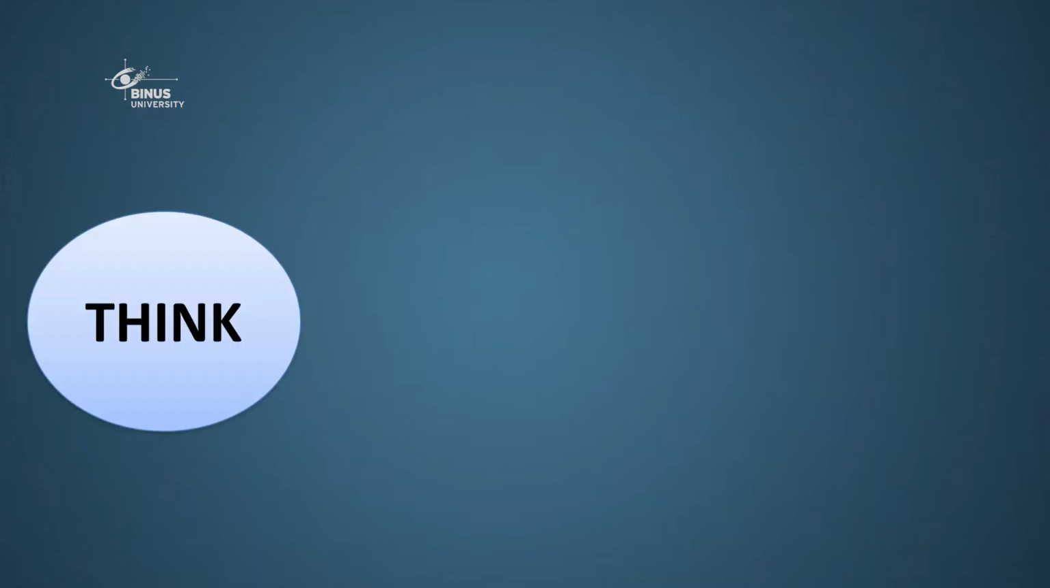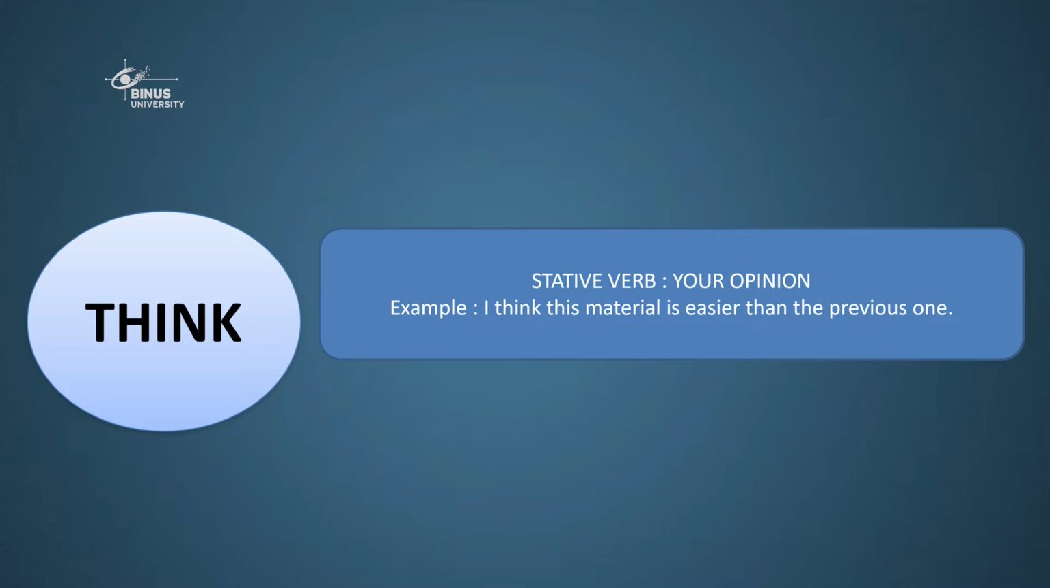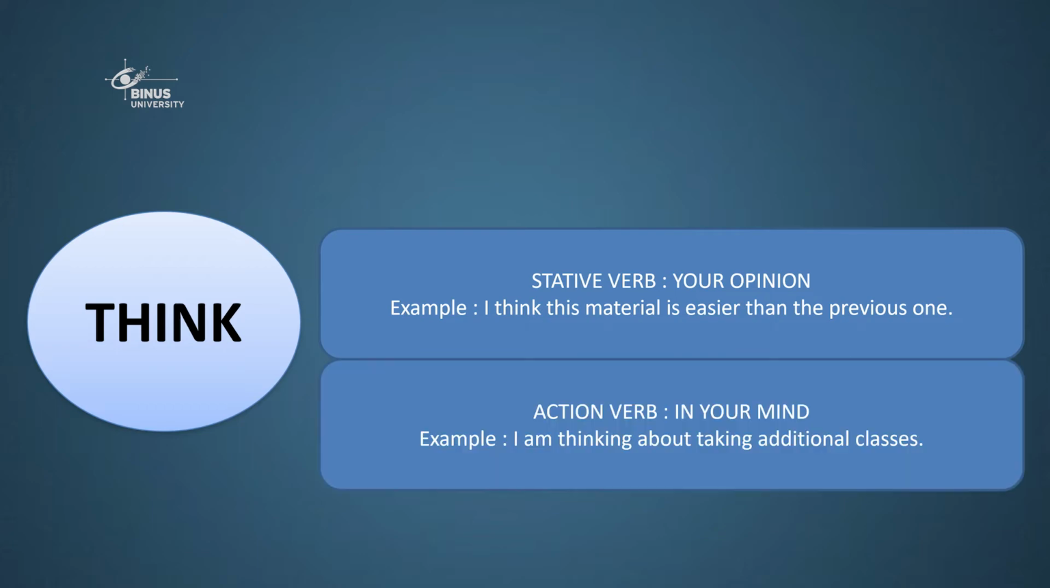We go to the next verb, which is think. So think as a stative verb means your opinion. I think this material is easier than the previous one. So think there is the stative verb. As an action verb, we have the meaning of thinking, meaning that it is in your mind. I'm thinking about taking additional classes. So it is using the action.